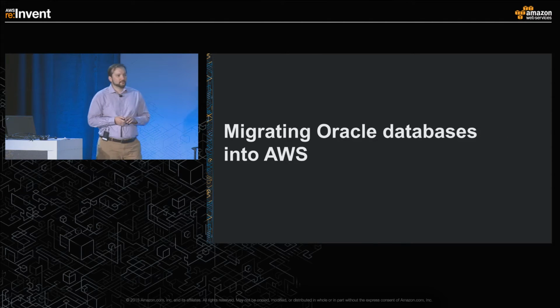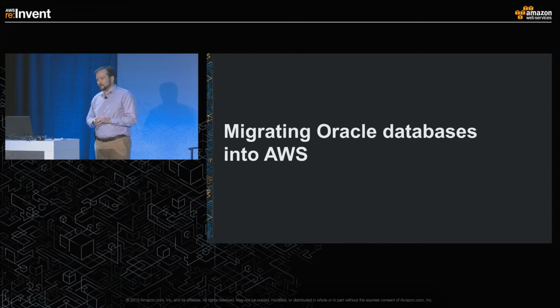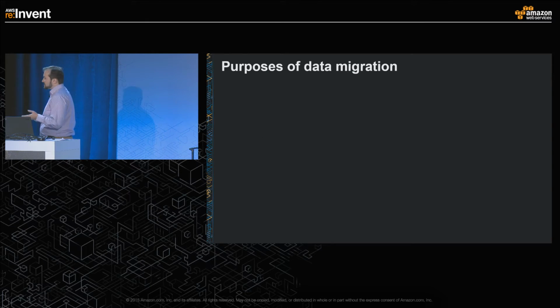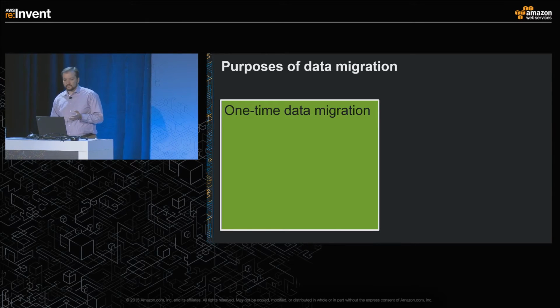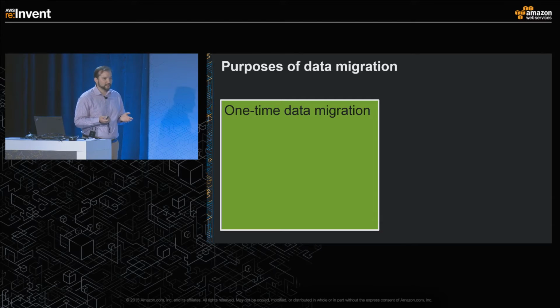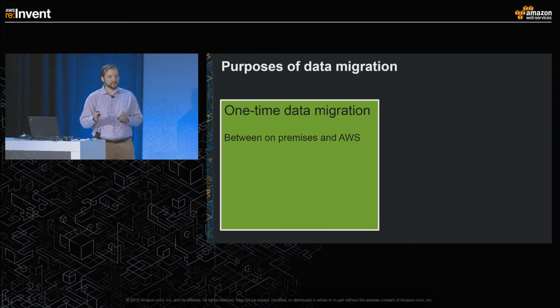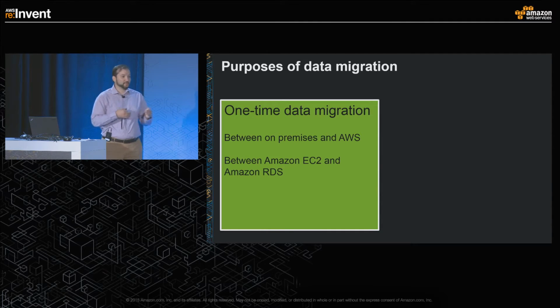Now let's talk about migrating databases to RDS. We built our secure environments. Let's talk about how to move data into AWS. There are several reasons why you would want to move data. One is a one-time data migration when, for example, you're moving your workloads from on-premises to the cloud. Or perhaps you already have a database in the cloud, but running on EC2, and you would like to move it to RDS.